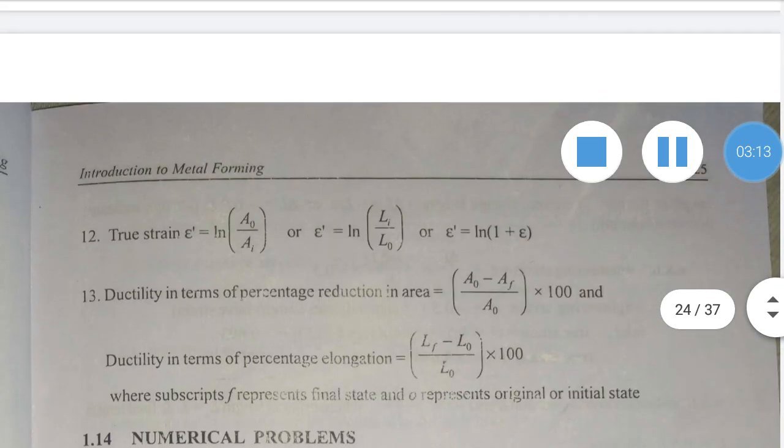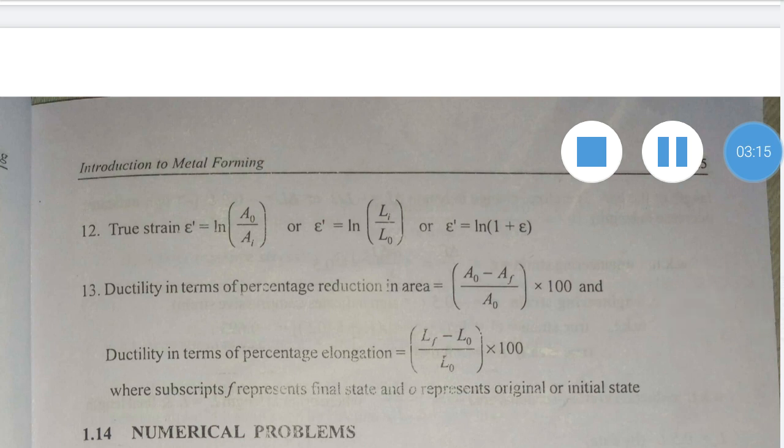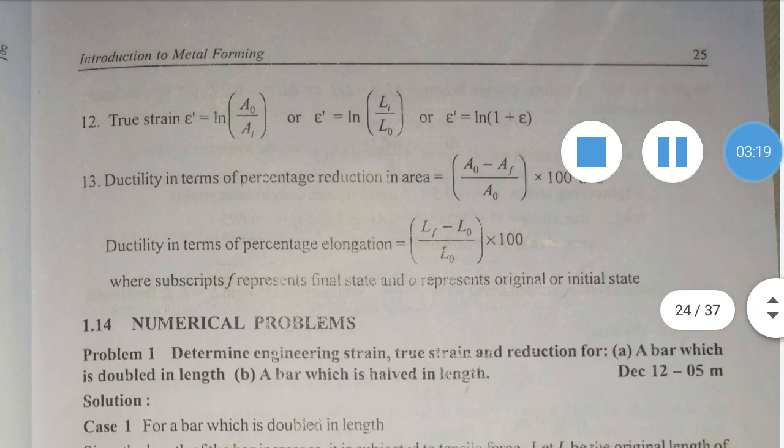But in most companies we are going to use true stress. And ductility. Ductility is nothing but the softness of the material, which we need to see. Because in a metal forming process, if the material does not have any ductility, the metal will not undergo the shape change.